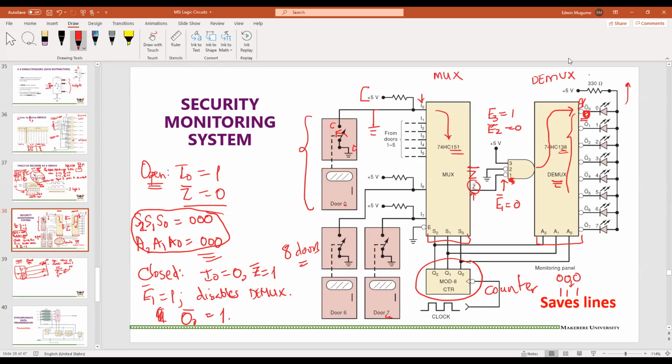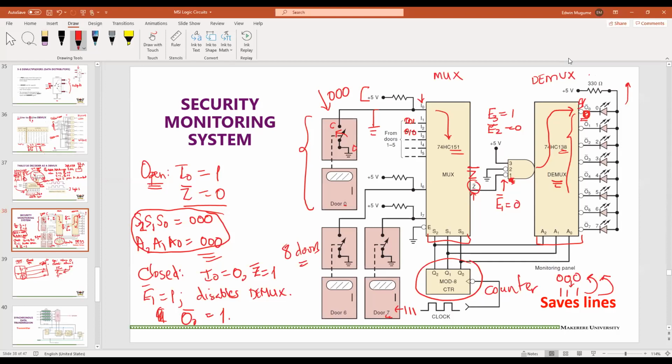The counter will count through from 000 to 111, and it will loop back and continue looping. That means as it loops through, it keeps selecting a different door. So this door is selected for 000. Door 1 is selected for 001, door 2 for 010, and so on. This one will be selected when the counter states are 111.